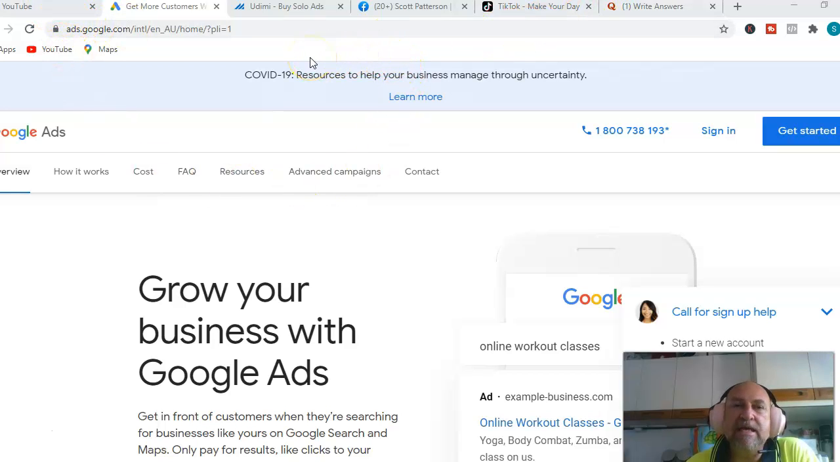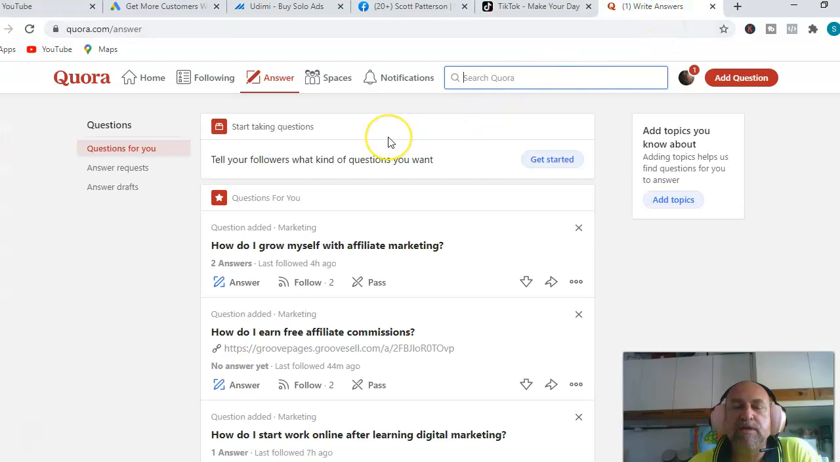If I was starting out, I would focus on free leads, mainly because you can burn through a lot of cash in the learning process. Unless you've got a lot of cash to burn, that's fine. But I would personally play around in the free lead generation space. It may take a little bit longer to start seeing some results. I will give you an example. Quora is a good place to start.